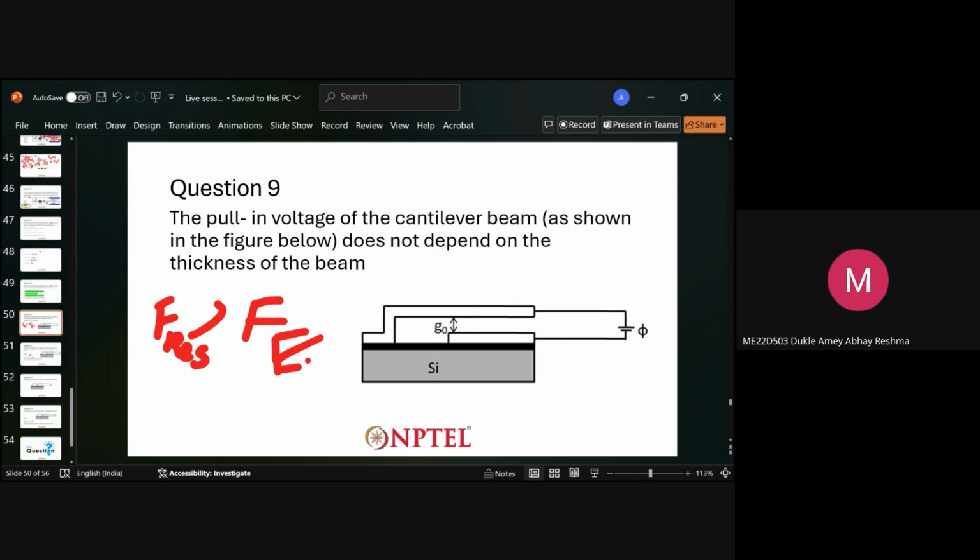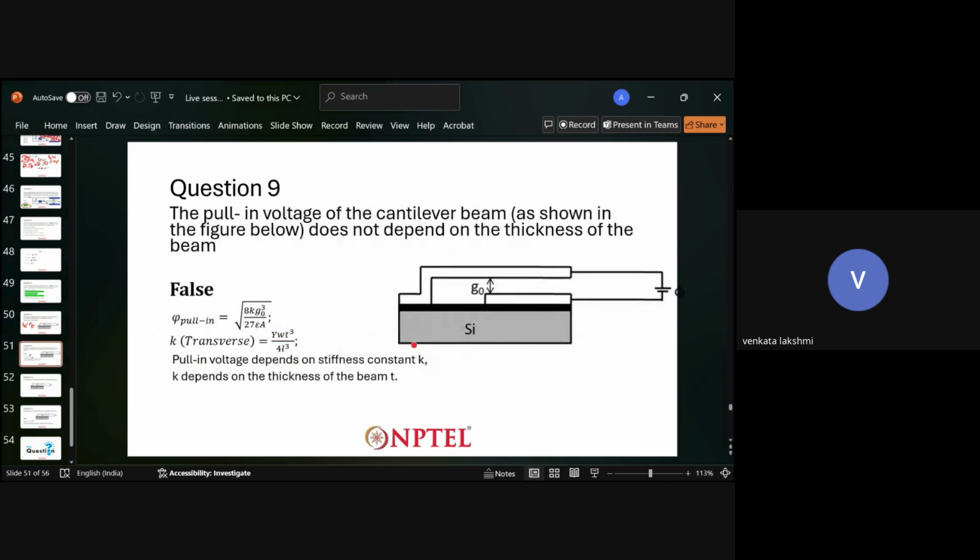I've given you a hint. The restoring force depends on the stiffness of the beam. The stiffness depends on the thickness. So do you think the pull-in voltage depends on the thickness of the beam or not? It depends on the thickness, sir. So it is false. Yes, exactly. What is the formula for pull-in voltage? This is the formula for stiffness. So the pull-in voltage depends on the stiffness constant.